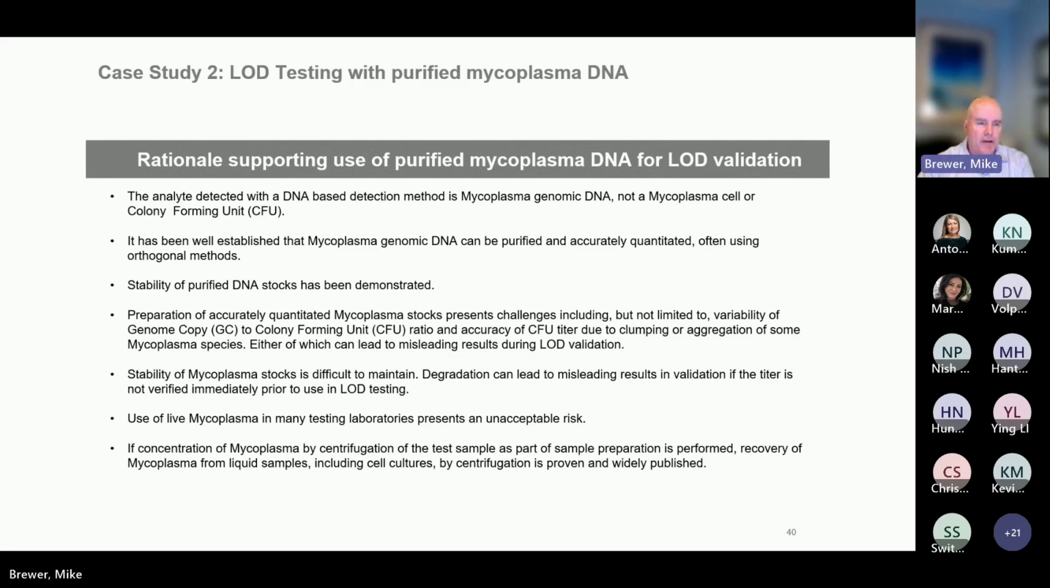And also, it's been shown that the stability of mycoplasma stocks is difficult to maintain. Degradation can lead to misleading results in validation or even validation failures if the stocks have degraded. And then this is very important in many testing laboratories. Use of live mycoplasma is not allowed because of unacceptable risk. And finally, concentration of mycoplasma by centrifugation, that's been well established.